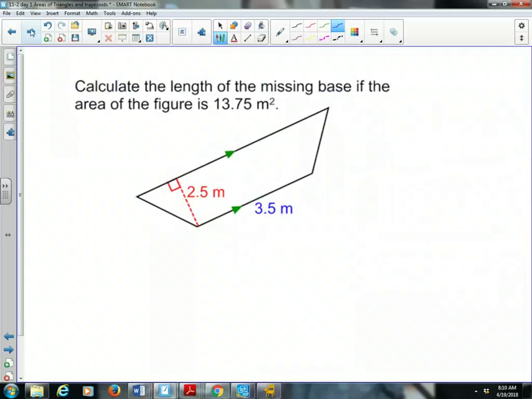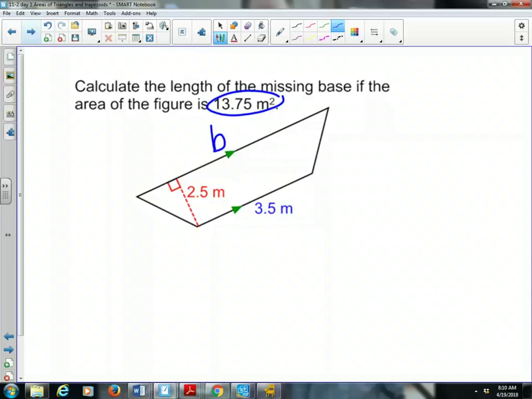This time it says calculate the length of the missing base if the area is 13.75 meters squared. So again, we're not asking you to find the area. We know what the area is. We want to find one of the bases. We want to find that right there.